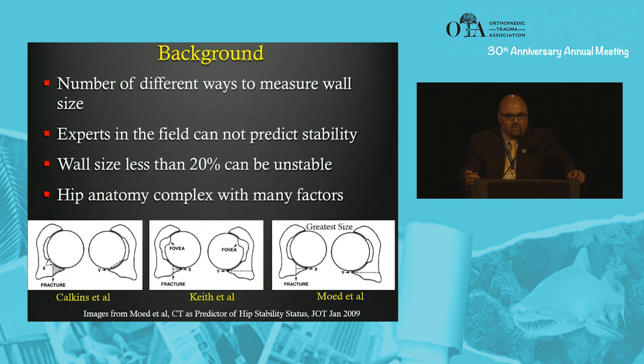There's a number of different ways to measure the wall size, and recently it's been published that experts in the field of acetabular surgery cannot predict stability. We used to think that wall sizes less than 20% were stable, and more data is suggesting that wall sizes less than 20% can be unstable. This is most likely due to the complex hip anatomy and the many factors associated with it.